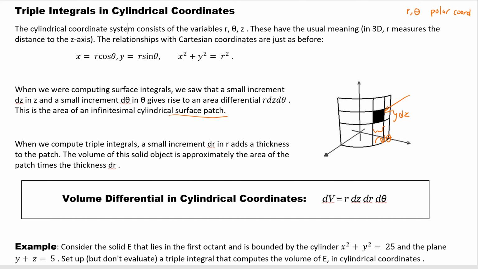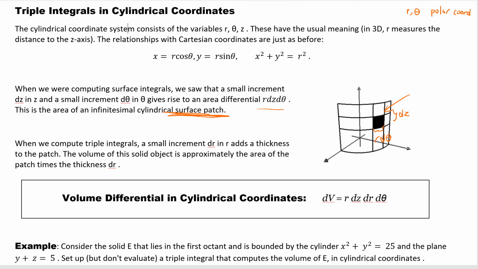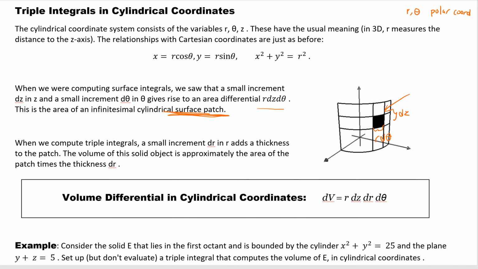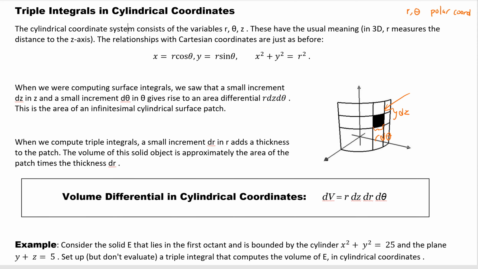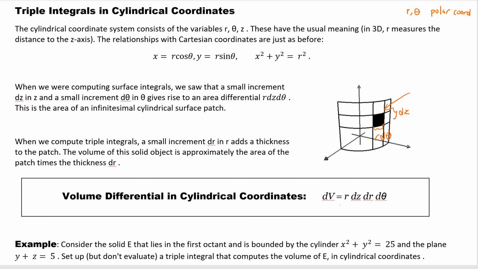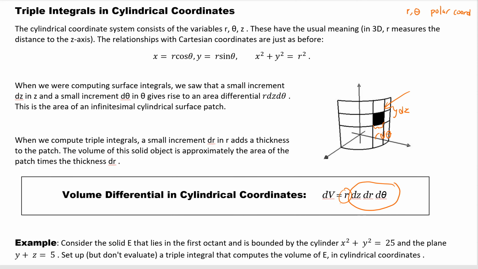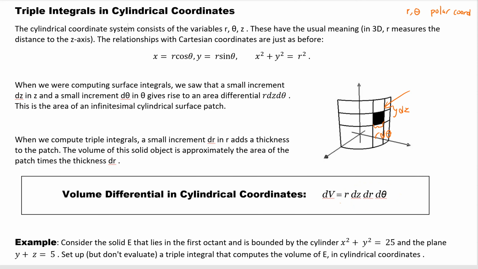So this surface patch, we have r times dz d theta, okay? And when we compute triple integrals, a small increment dr in r adds a thickness to this patch. The volume of the solid is approximated by the area of the patch times the thickness, dr. So the volume differential in cylindrical coordinates equals r dz dr d theta. Okay, the order may interchange, but don't forget we always have an r in front of it.